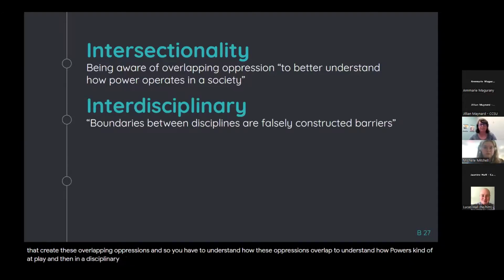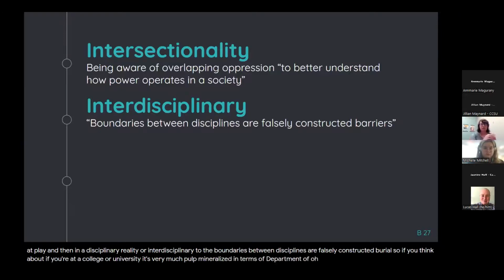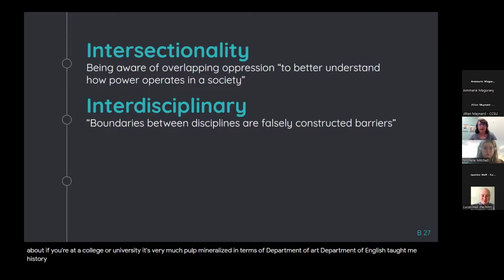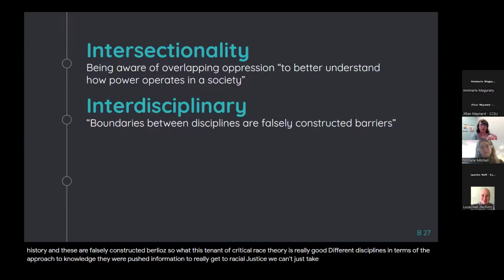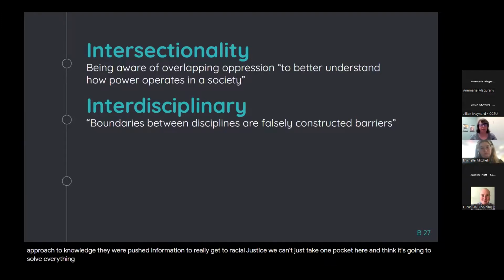And then interdisciplinarity, or interdisciplinary, so the boundaries between disciplines are falsely constructed barriers. If you think about if you're at a college or university, it's very much departmentalized in terms of Department of Art, Department of English, Department of History. And these are falsely constructed barriers. So what this tenet of critical race theory is really getting at is that we need to pull from different disciplines in terms of their approach to knowledge, their approach to information to really get to racial justice. We can't just take one pocket here and think it's going to solve everything. We have to be interdisciplinary in our approach.